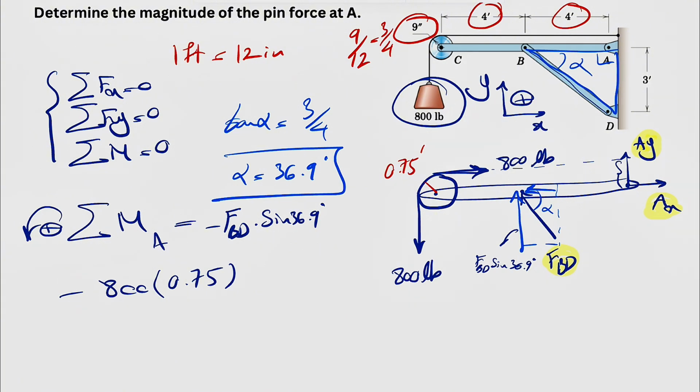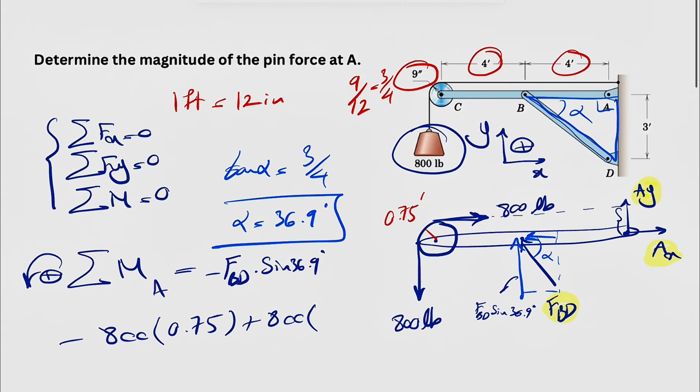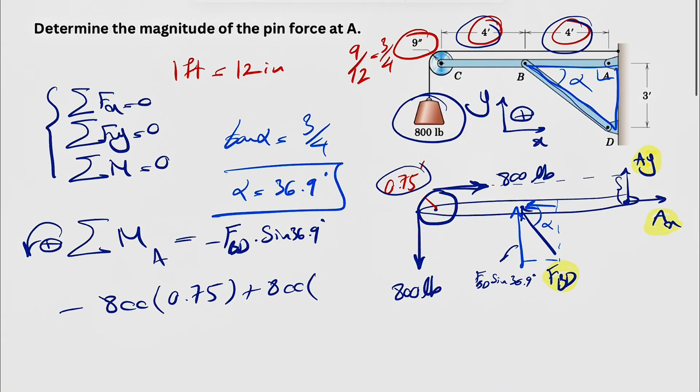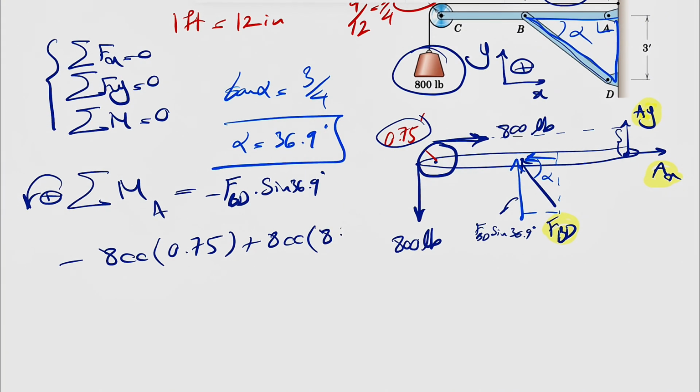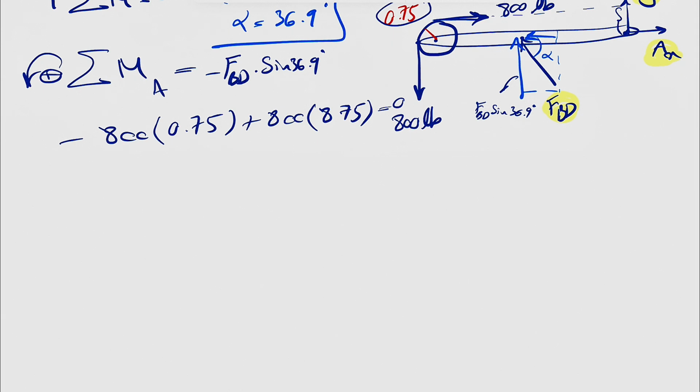And we have the moment of the horizontal tension in the cable. This one's counterclockwise, so this will be positive 800. And the distance, again, we're going to have the vertical distance from A to the line of action, which would be 4 plus 4 plus 0.75. So we're going to have 8.75, and this will be equal to 0, so we should be able to find FBD in here.